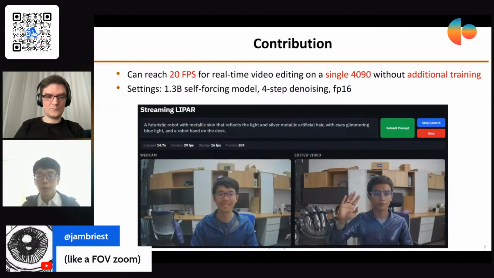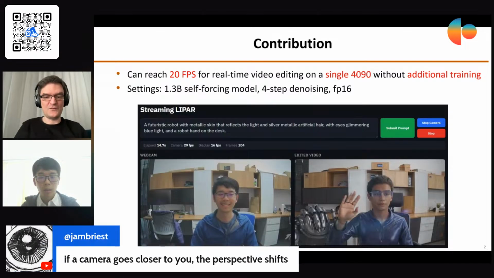So in this case, LIPAR works quite well. And his thinking is, if the camera gets closer to you, then the perspective shifts, and that definitely affects more of the frame itself, right? So I see that he's bringing that up. Would LIPAR work well in those cases as well? You mean like if I move closer to the camera? Yeah, you could literally perceive it like that, because the perspective would shift, so still a bunch of pixels would change from frame to frame.